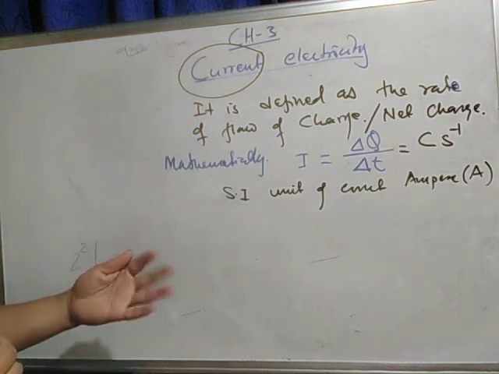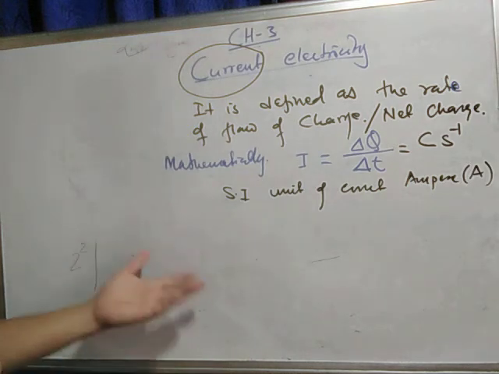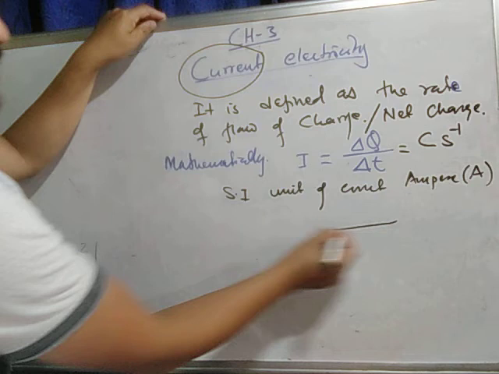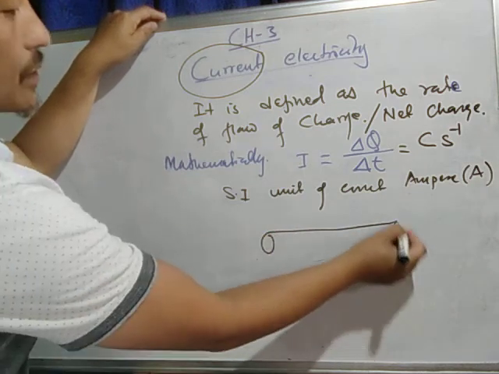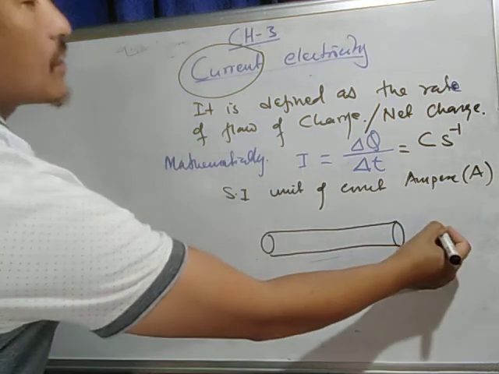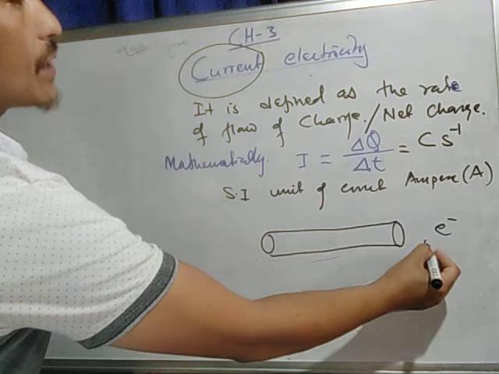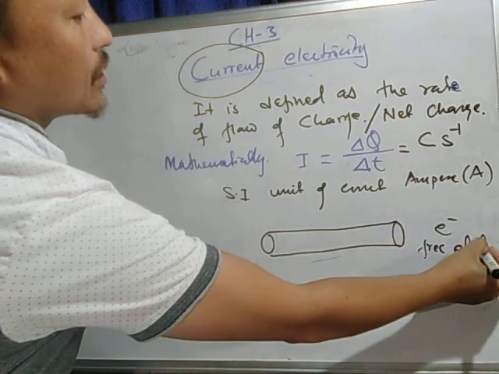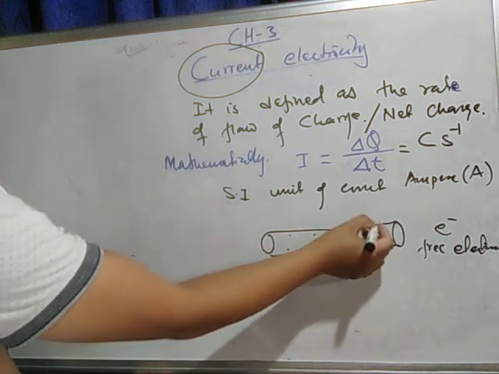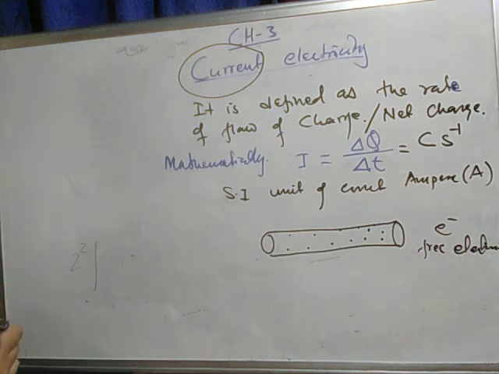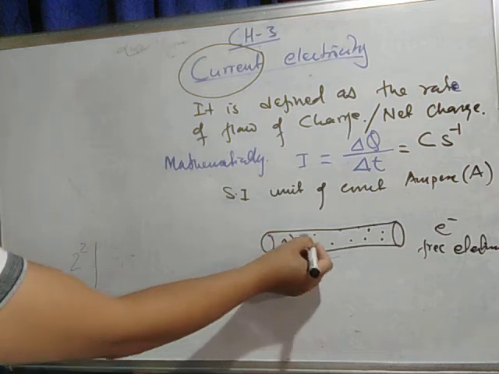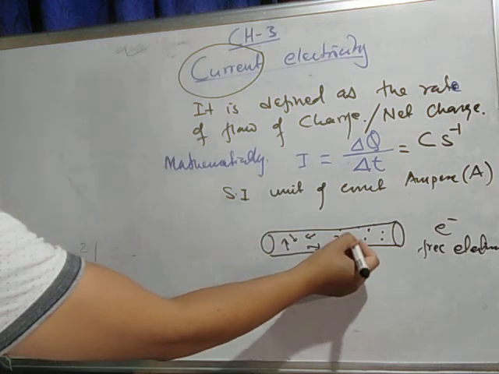So now next step, where it flows. Current is flow, isn't it? Flow of charge. So where does this charge flow? Inside a conductor, isn't it? In our previous lesson we learned about conductors. Obviously a conductor has electrons, and we call them free electrons. So many atoms are there in a conductor, which have free electrons, and they are moving randomly.